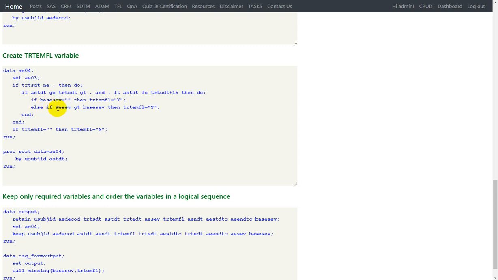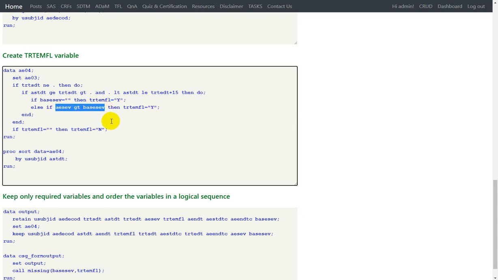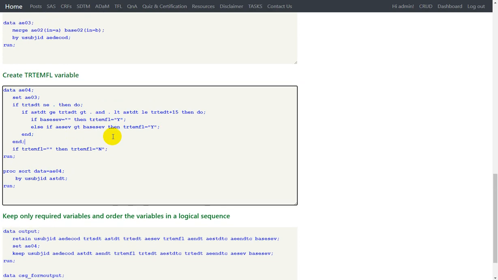Else, if BASESEV is not missing, which means we need to compare the current record's AESEV with BASESEV, and then populate TRTEMFL as Y on those records where AESEV is greater than BASESEV. So we are checking that here. And all the other records which are not identified as treatment emergent will have a value of TRTEMFL equal to N. So this is how we can programmatically identify or derive TRTEMFL.